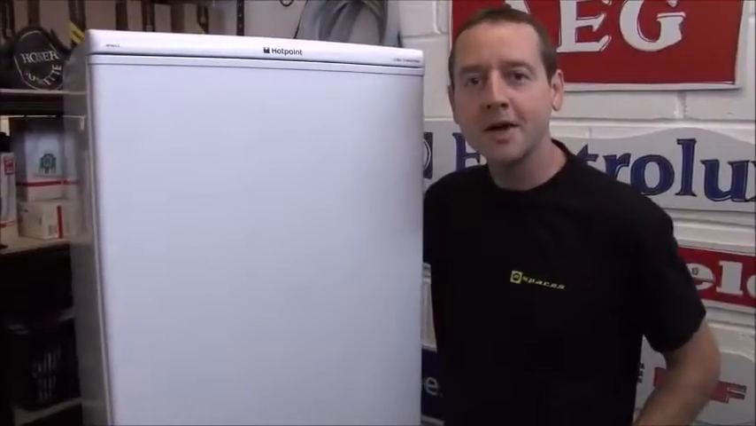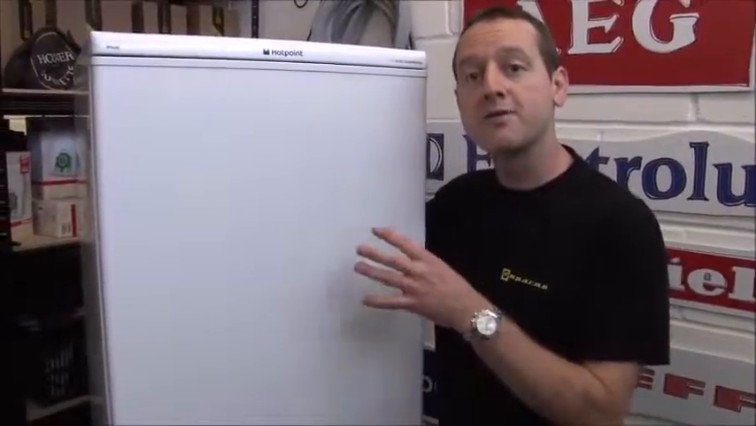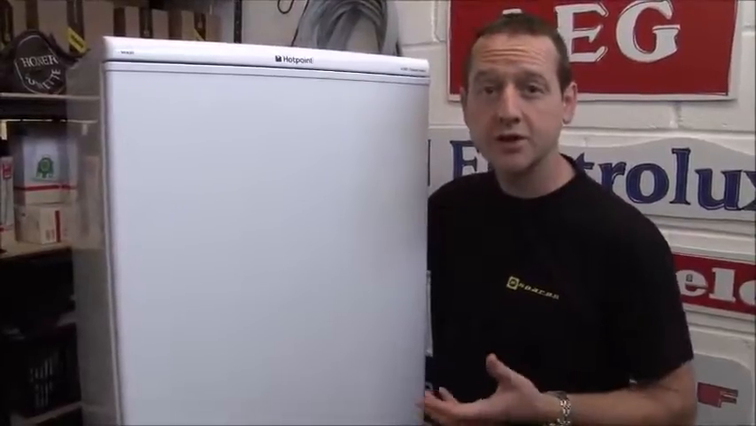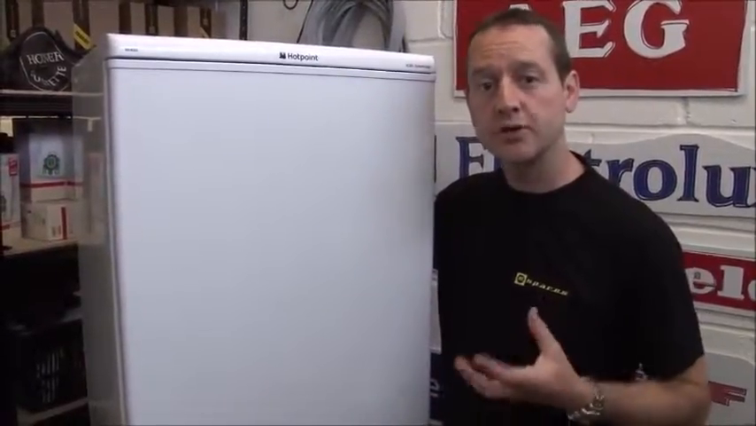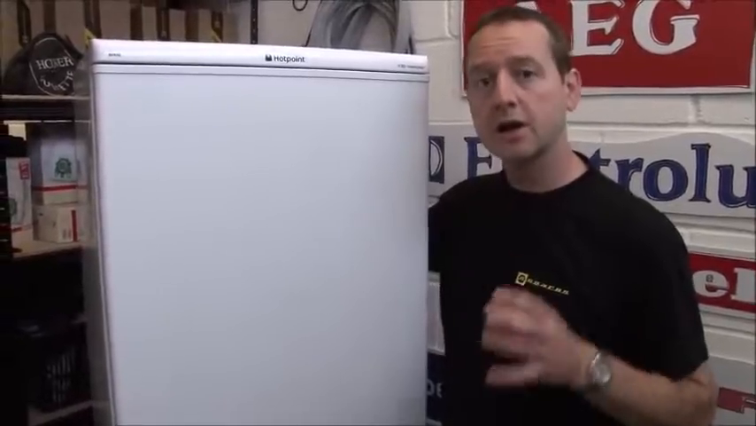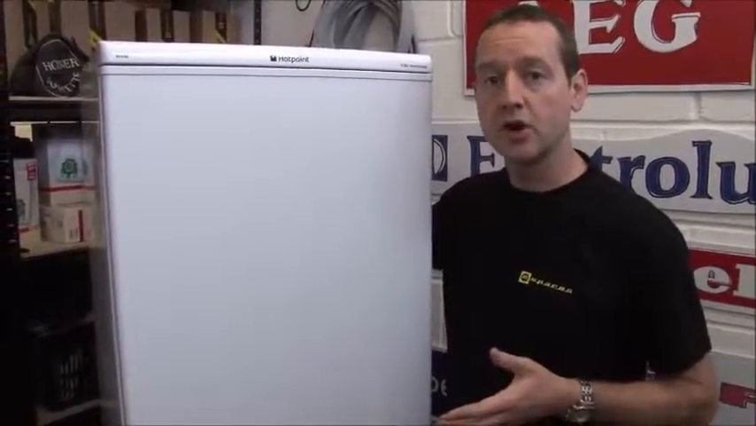Hi, I'm Matt from eSpares. In this video, I'm going to show you how a fridge works. And we all know it's important to keep fresh food in the fridge. The bacteria that can cause food to go off can't really thrive below about 5 degrees C, so keeping our food in the fridge keeps it fresh for longer.